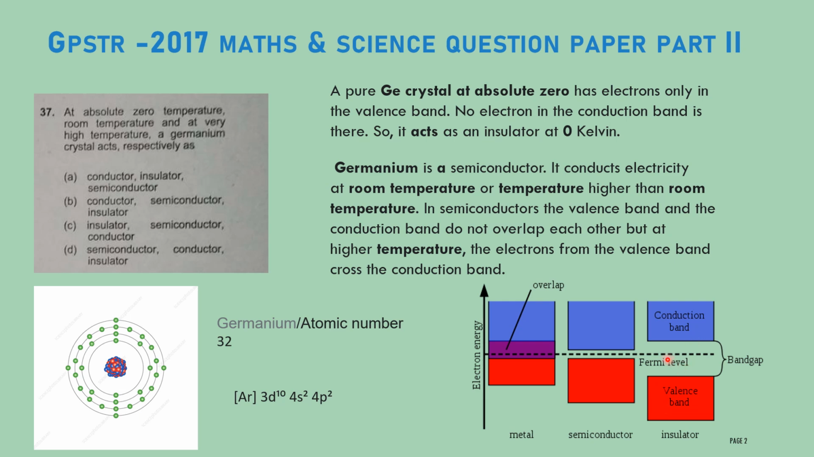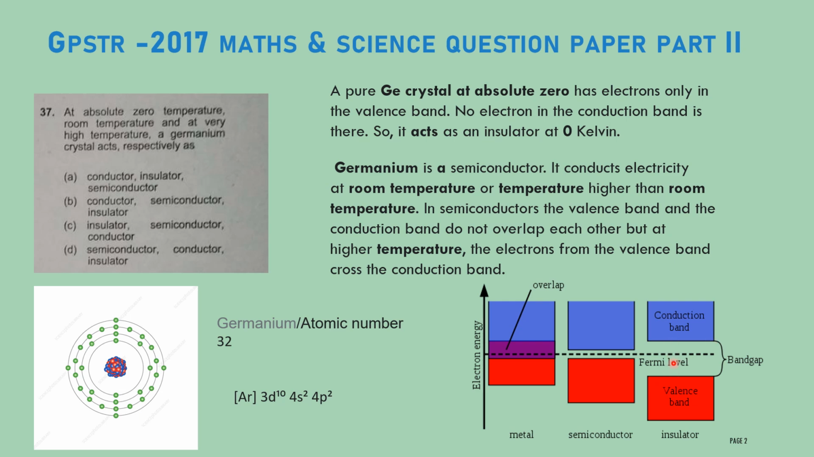Let us consider the first case, how germanium behaves at 0 Kelvin. Already you know germanium has 4 valence electrons. Now at 0 Kelvin, otherwise at zero temperature, the valence electrons in germanium will be in the valence band only. They will not acquire any energy. They will not move to the conduction band. Therefore it will not conduct electricity.